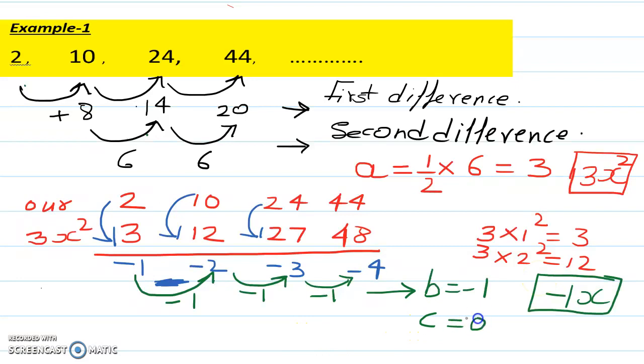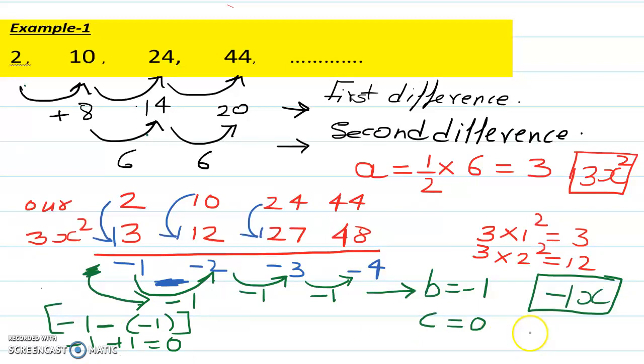c is very easy. From this term you take away this term. So minus 1 take away this minus 1. Be careful, there is a double minus sign. Minus 1 minus minus becomes plus 1, and it will be 0. So we got 0.